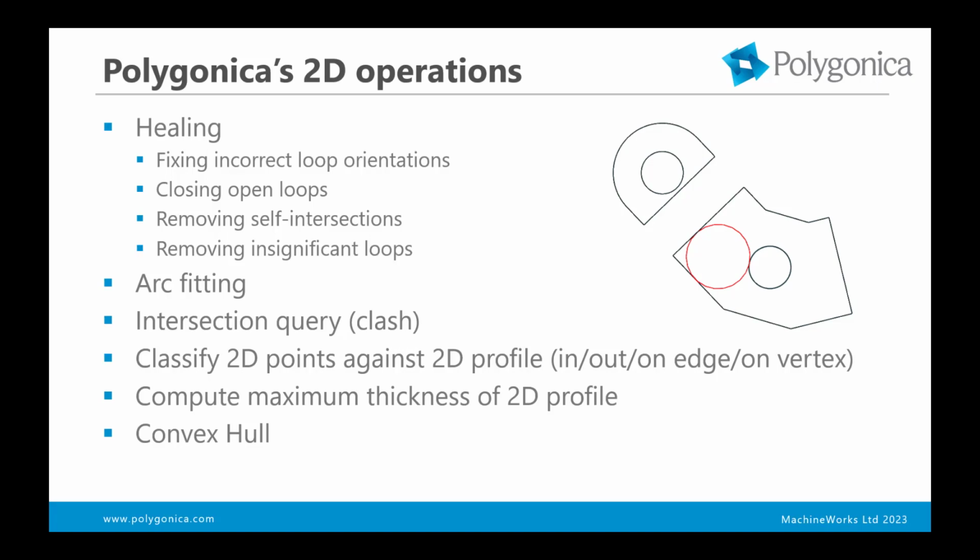So take two profiles: do they intersect, or if they don't intersect, how far apart are they? And classification of points against profiles. So are they outside, are they inside, are they on the edge, etc. As I mentioned, also the really useful computation of the maximum thickness of the 2D profile. So that's really good for figuring out how many lines you're going to need at a certain separation to actually fill that region. And also convex hull, useful for certain optimizations, slightly better than just axis aligned bounding box.